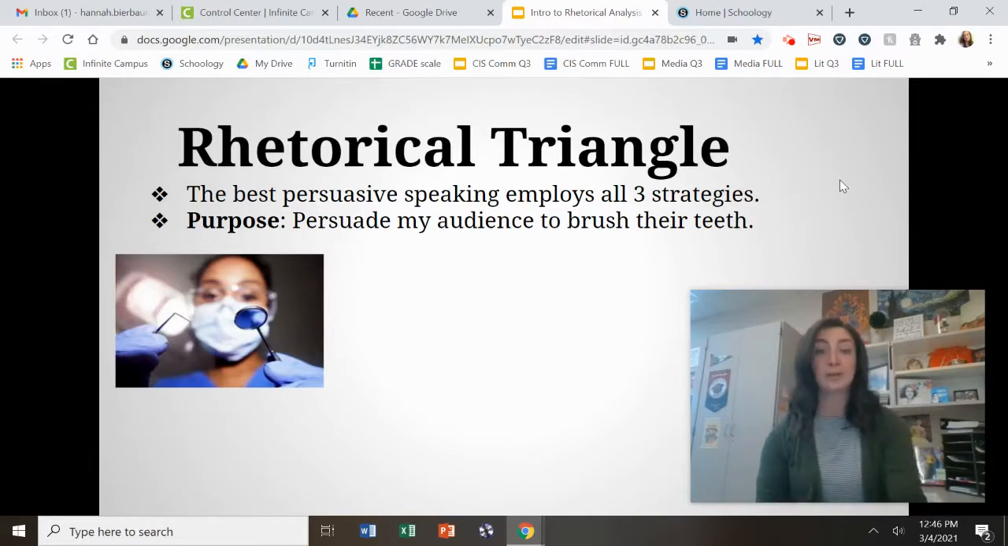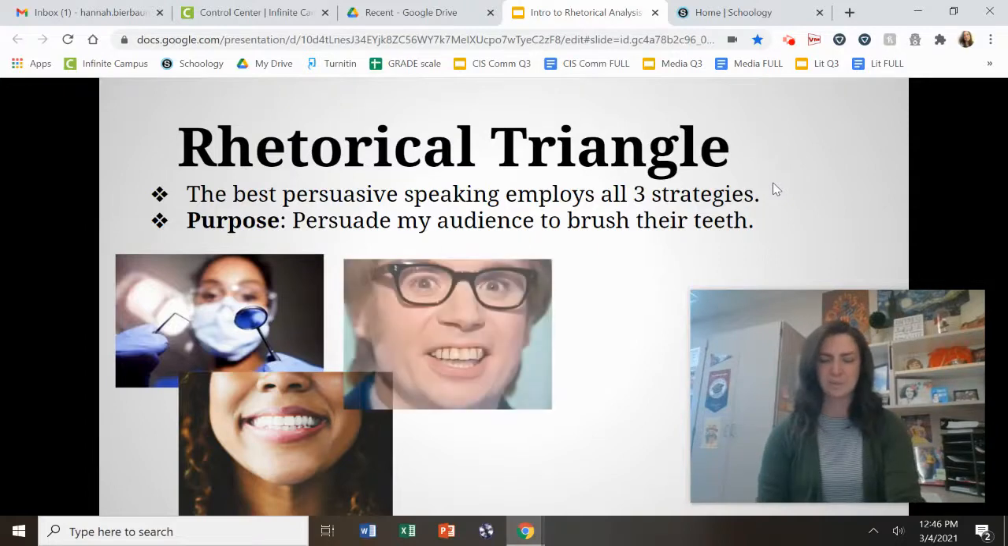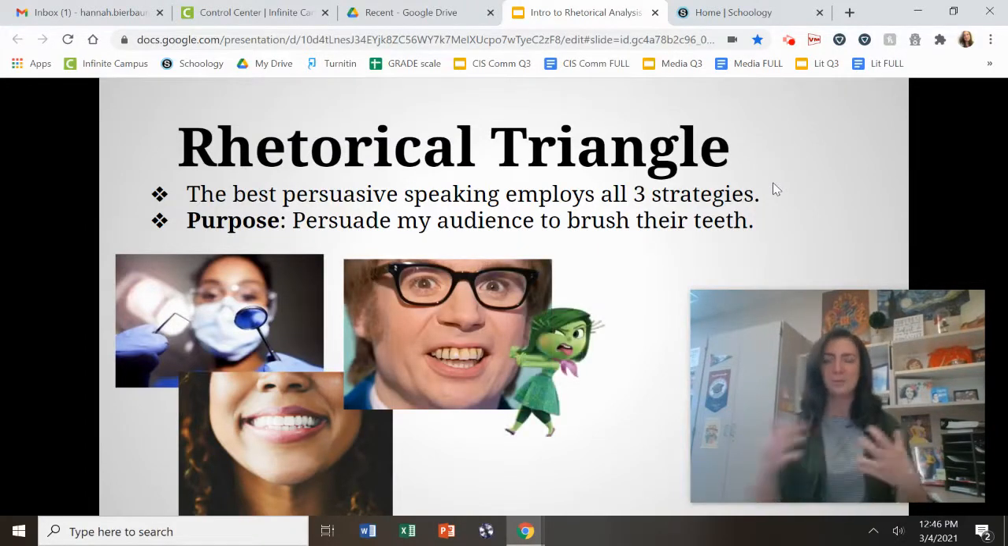If I'm trying to employ logos, I might just say teeth are an important part of our daily lives. Thus, we should keep them healthy by brushing them. We need them to talk, to enunciate, to eat. And so we need to keep them healthy. Logically, we should brush our teeth in order to do that. If I'm trying to employ pathos to persuade you to brush your teeth, I might show you pictures of decaying teeth and really disgust my audience, which would move them to want to brush their teeth.